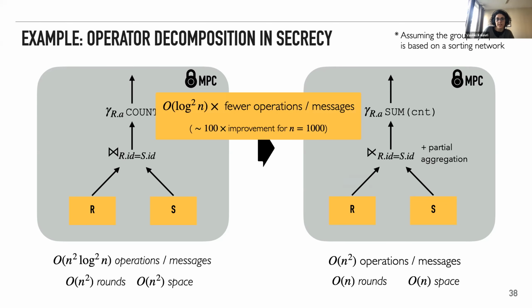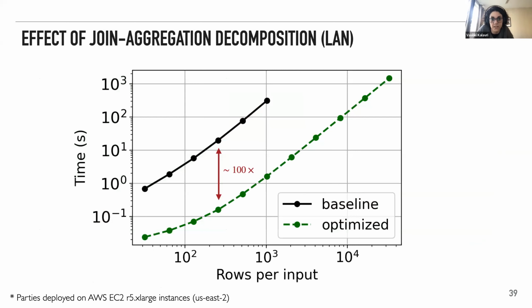And in this case, we can again reduce the number of operations and messages quite a lot, as well as the number of rounds from quadratic to linear, and the space from quadratic to linear. And in practice, this results in 2 orders of magnitude better performance.